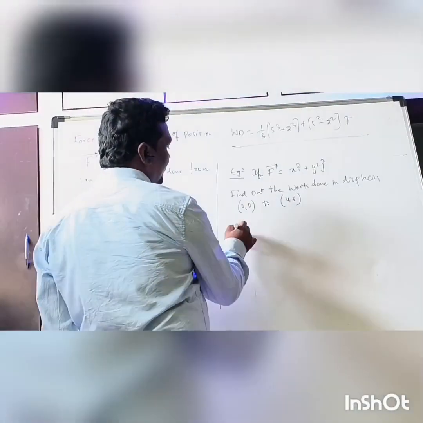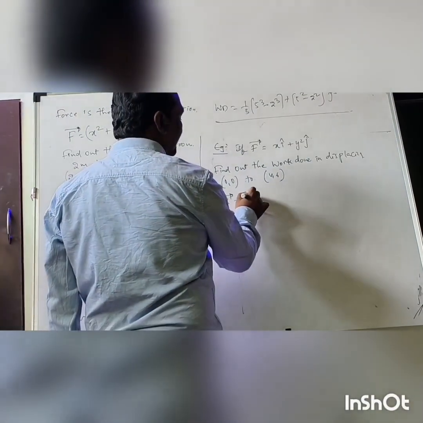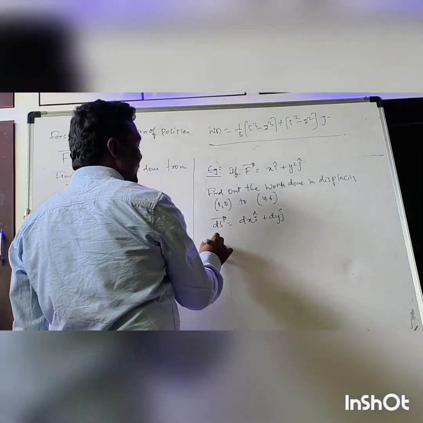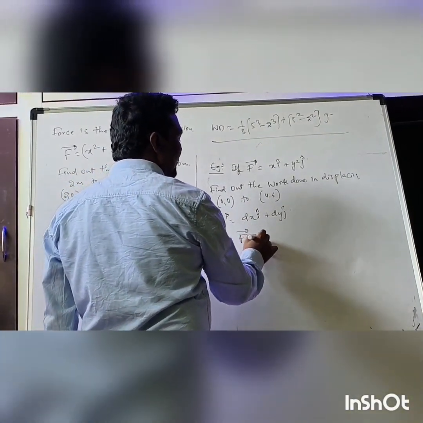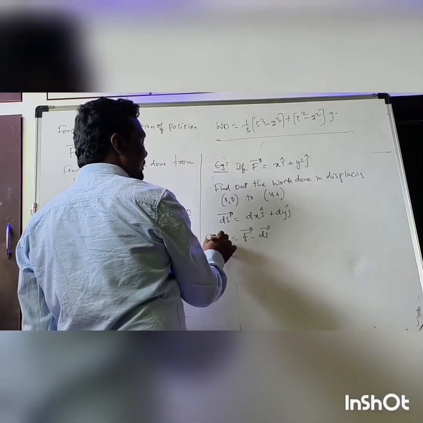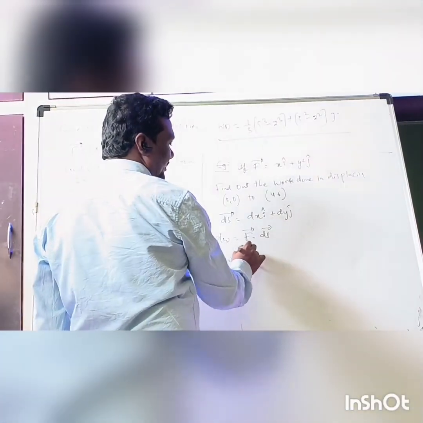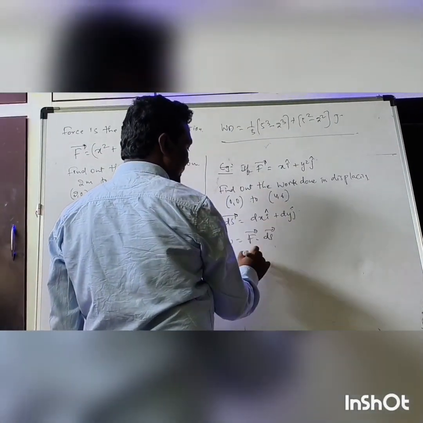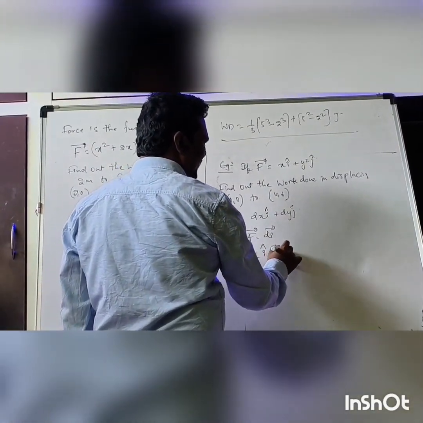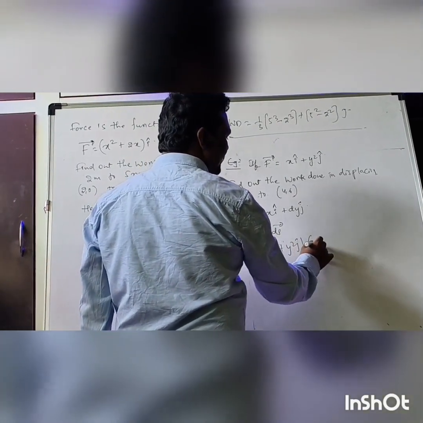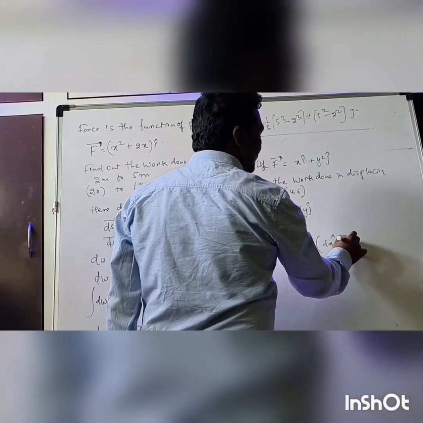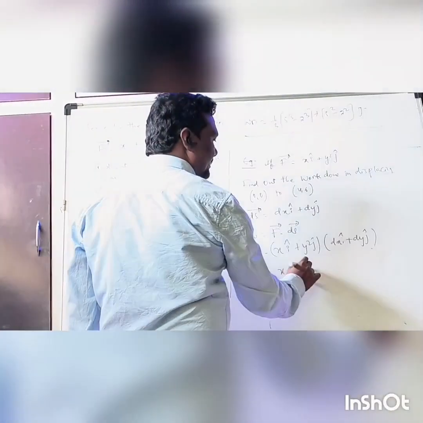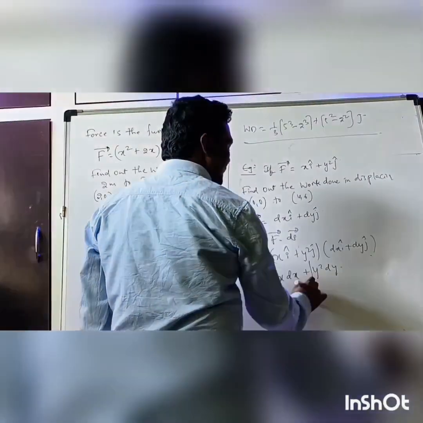Now first of all, for the variable force, write ds bar is equal to dx i cap plus dy j cap. Now what is work done? Work done is equal to F bar dot ds bar. This is dw. So dw is equal to F bar dot ds bar. F bar is x i cap plus y square j cap. Now write dx i cap plus dy j cap. So I can write it as x dx plus y square dy, and integration.